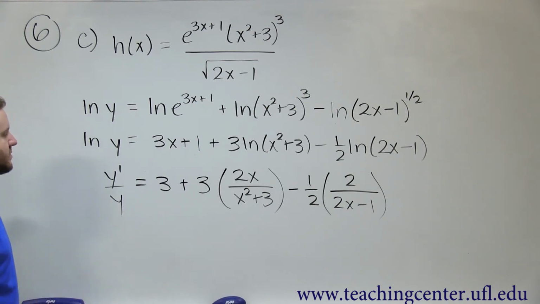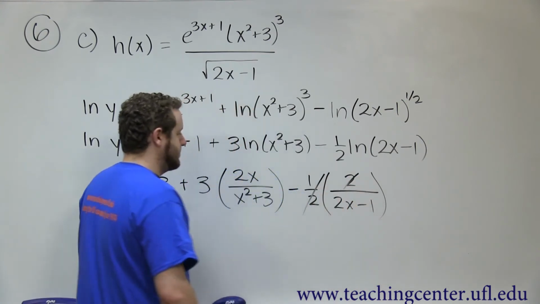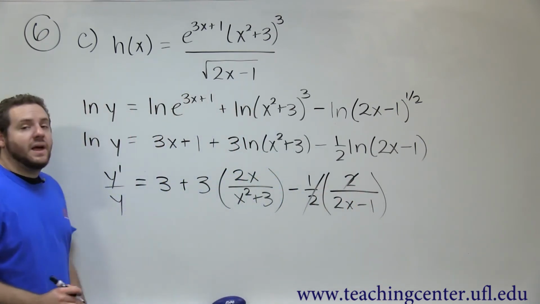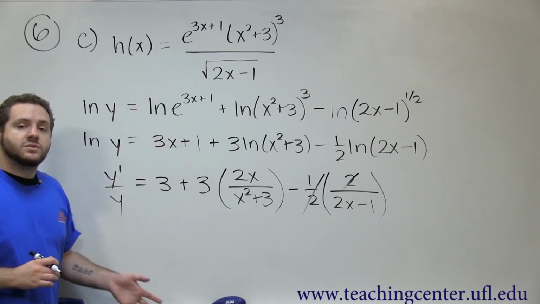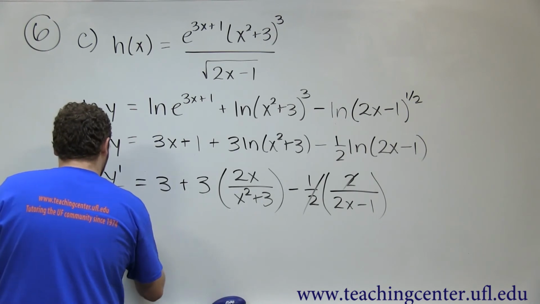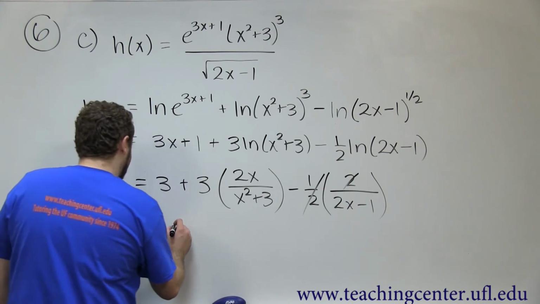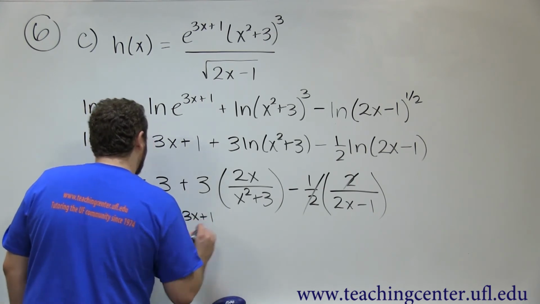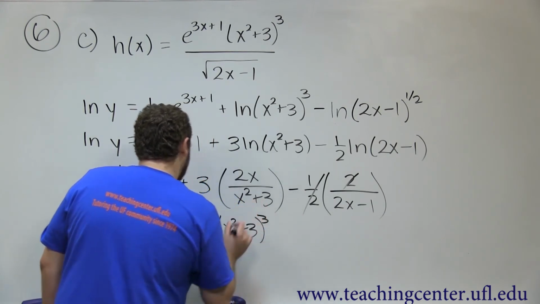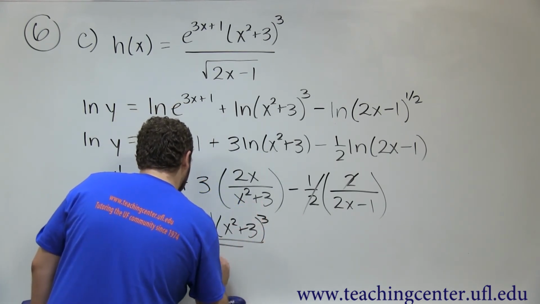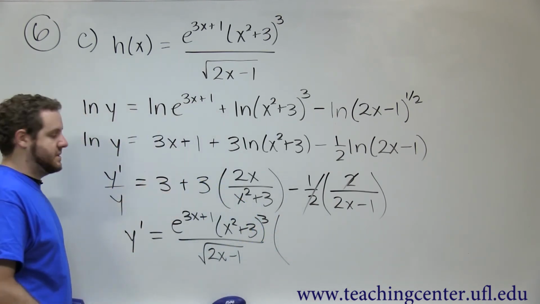We have some things we can do to make this slightly simpler, like this 2 and 1/2 cancel out right here. But other than that, all we can do is multiply y back over, so we isolate our derivative and that's it. So our derivative, y prime, is equal to y, our original function, e to the 3x plus 1 times x squared plus 3 cubed all over the square root of 2x minus 1, times whatever we had left here.